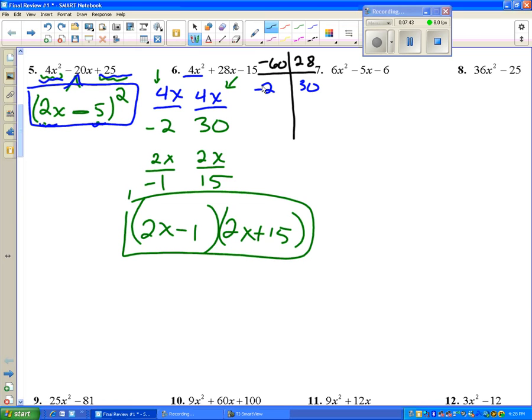Number 7, again, is there a greatest common factor of 6, negative 5, and negative 6? The answer is no. Okay, is 6 a perfect square? Is 6x squared a perfect square? The answer is no. So the last thing I can do is the California method. 6 times negative 6 is negative 36, and adds to be negative 5.